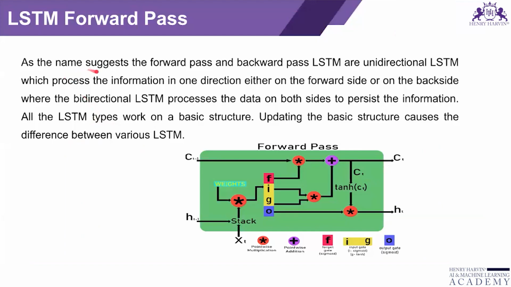word. As the name suggests, the forward pass and backward pass are unidirectional. Once data is input, you will get the output. It will not reverse back. The unidirectional LSTM processes the information in one direction, either on the forward side or on the backward side, whereas the bidirectional LSTM processes the data on both sides and persists the information.